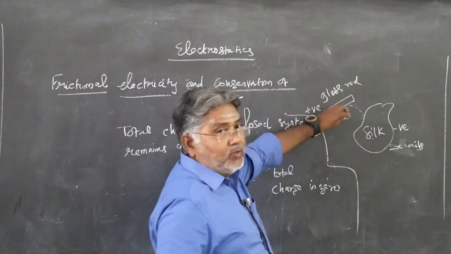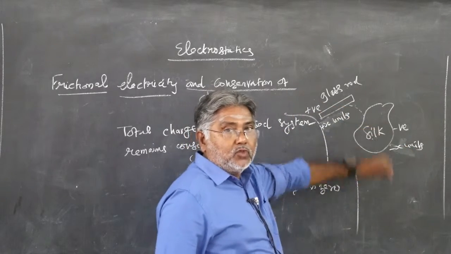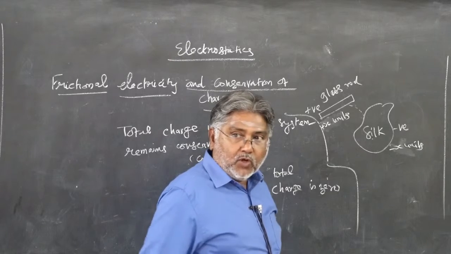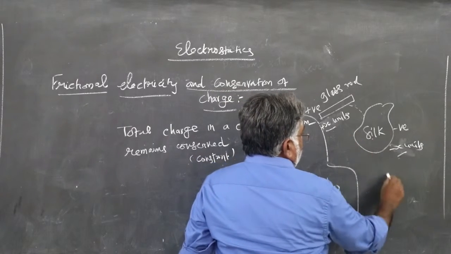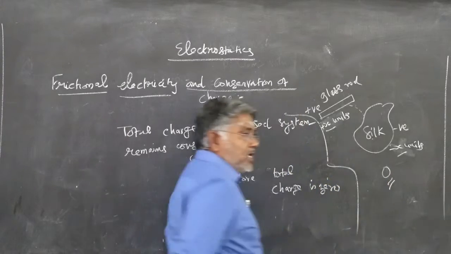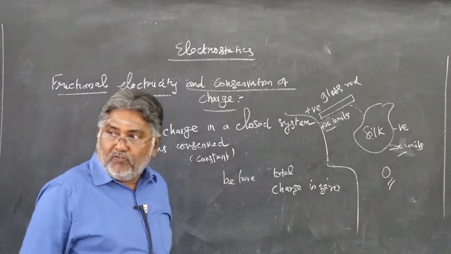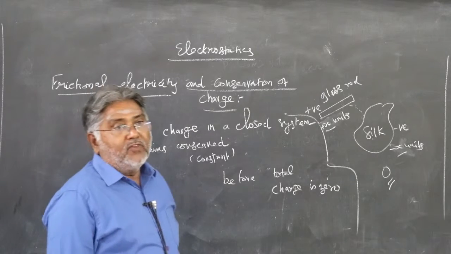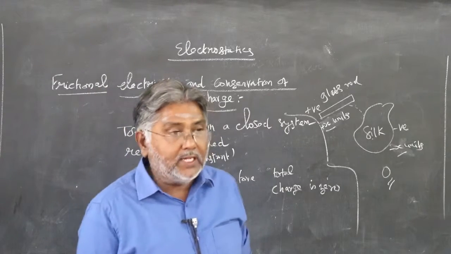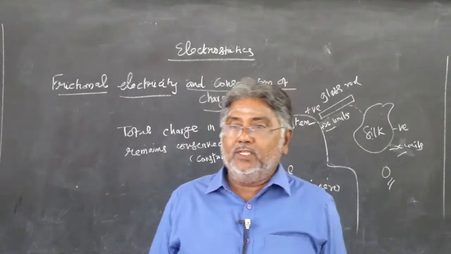Because the electrons which were originally in the glass rod have been removed to the silk cloth due to the rubbing phenomenon. So what is the total charge? This is plus x units minus x units. Here also the net charge is 0. So before the rubbing phenomenon the net charge is 0, and after the rubbing phenomenon also the net charge is 0. Hence, the law of conservation of charge.